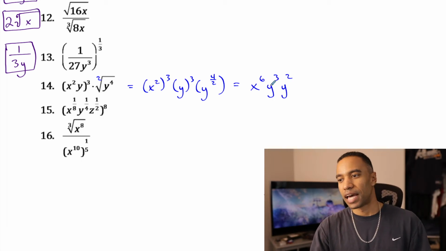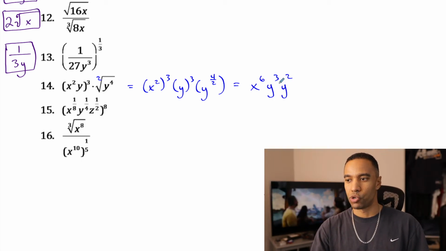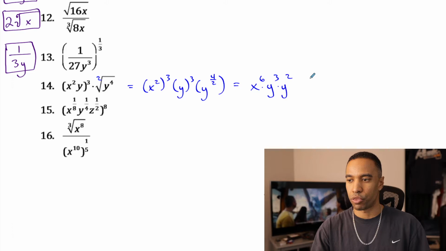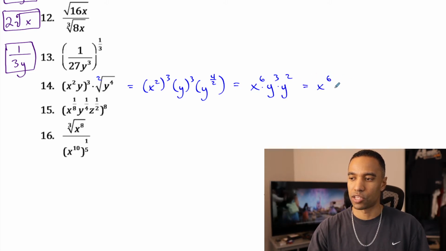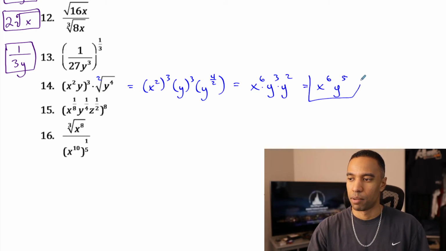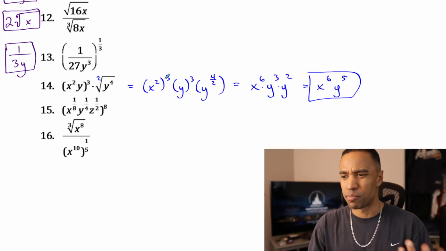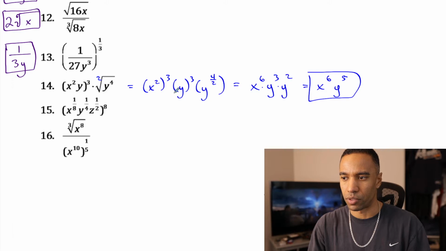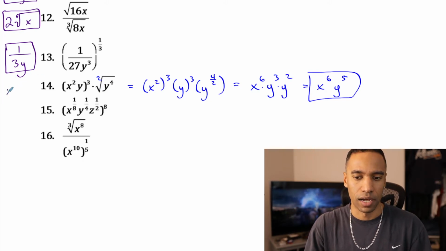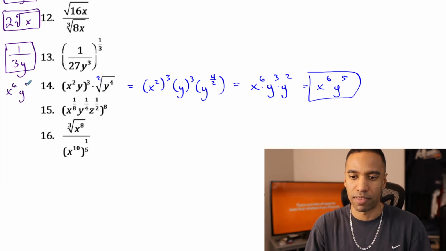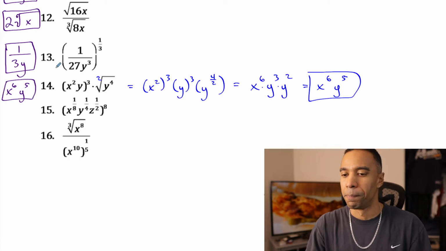Now, I won't leave it like that, of course. I will be multiplying the two y's together, which means I will be adding the 3 and the 2, which will get us y to the 5th power like that. So x to the 6th times y to the 5th. A lot of steps in between that weren't really needed. Well, this step really wasn't probably needed there. You probably won't see me do something of that variety down the line there.